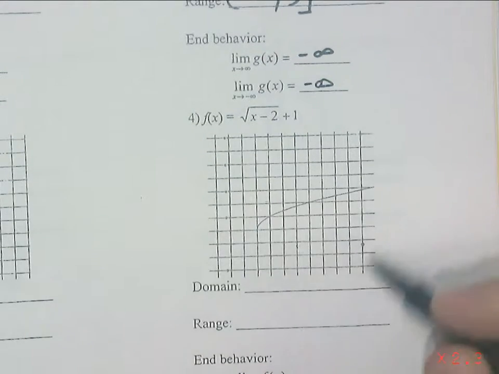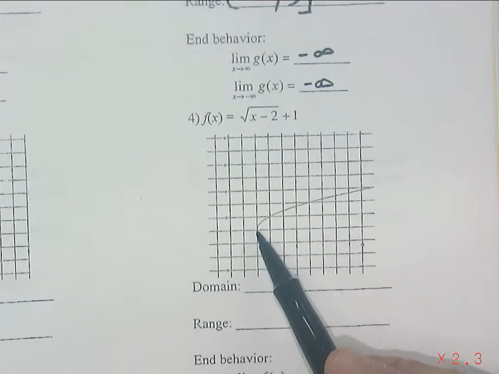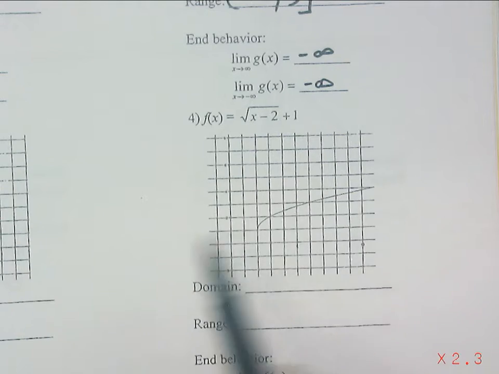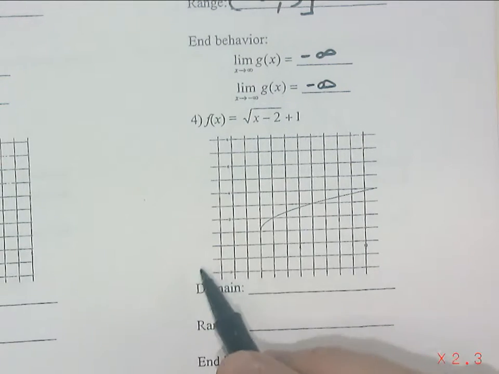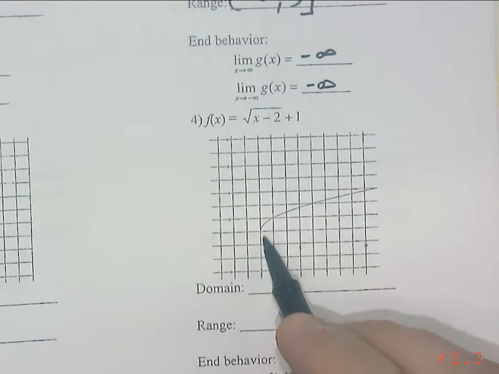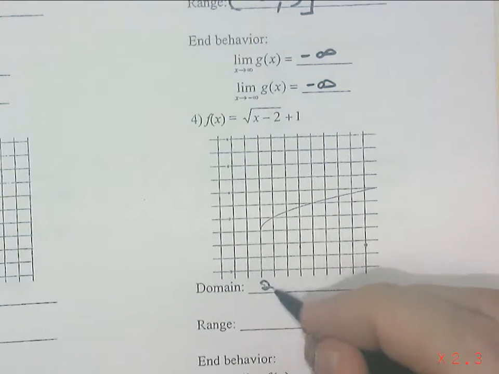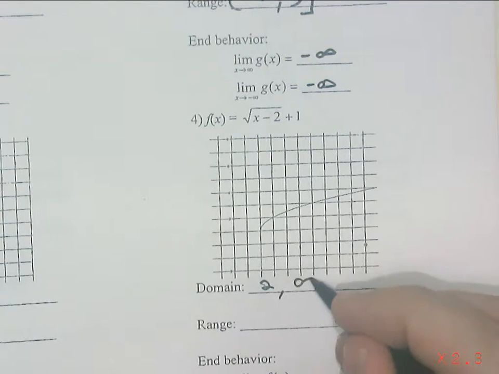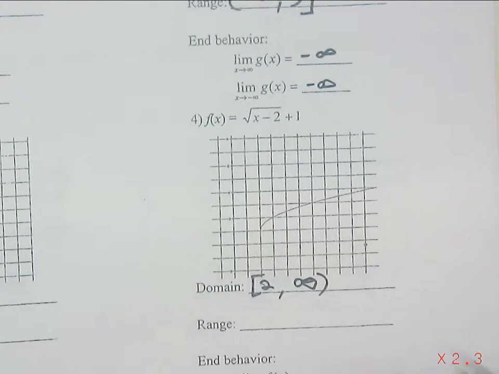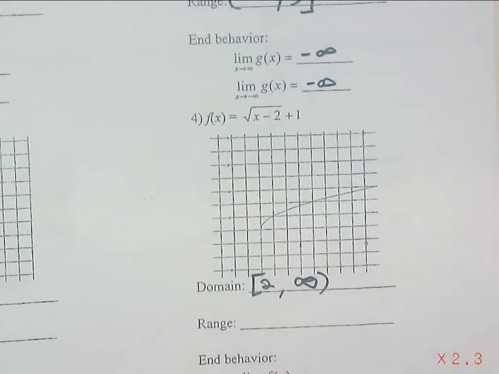So let's look at this one. Domain, it starts right here and goes over, so it's not going to negative infinity, right? The least x value would be positive 2. But then it does go off to positive infinity. Okay, so the 2, because it does equal 2, has a square bracket, infinity has a parenthesis.